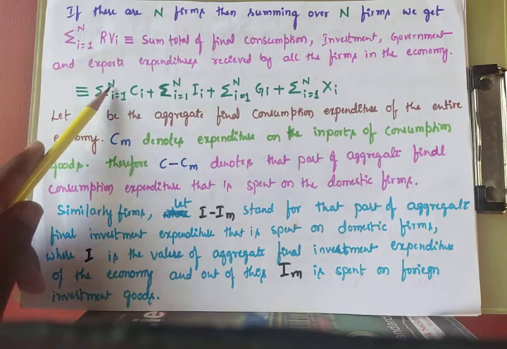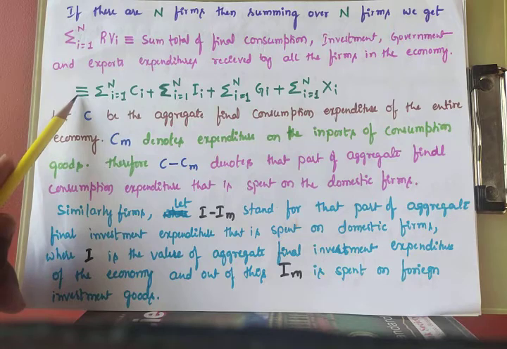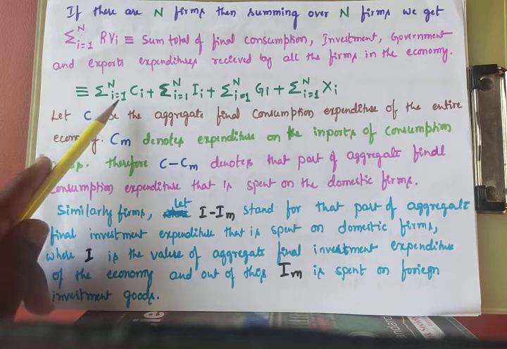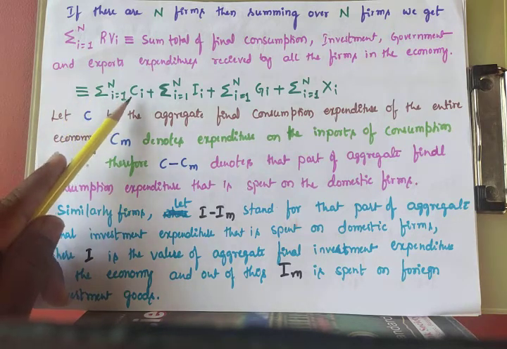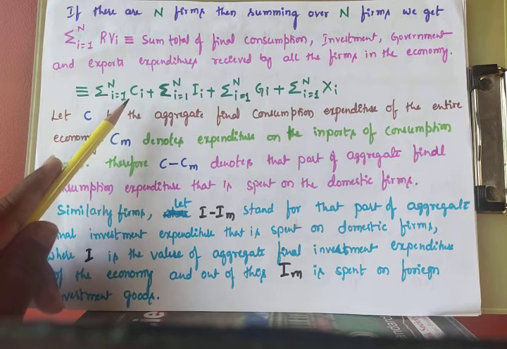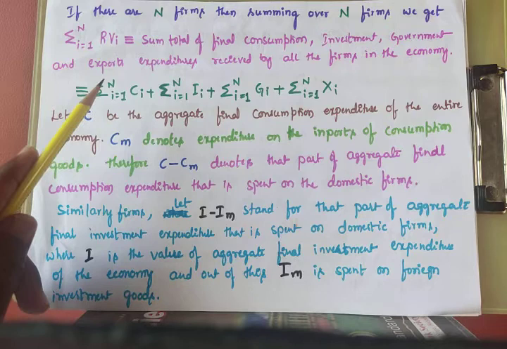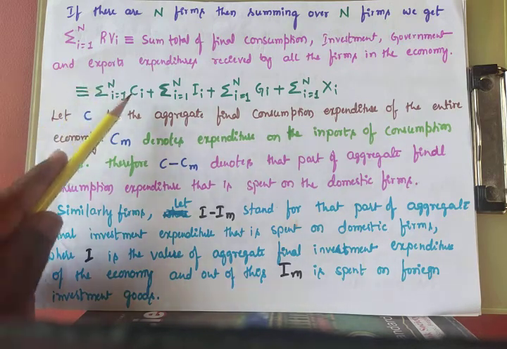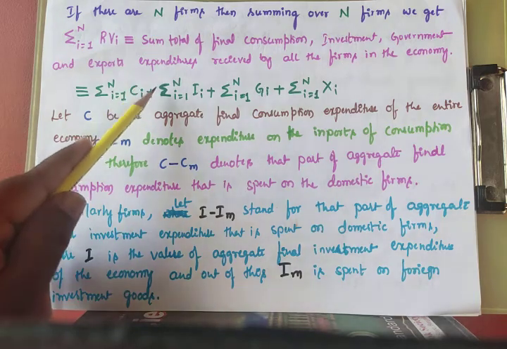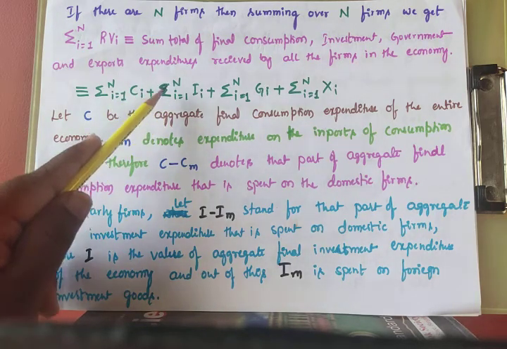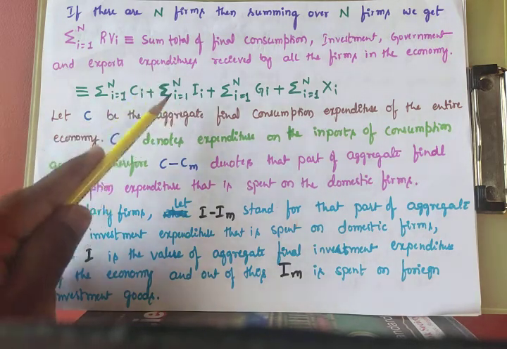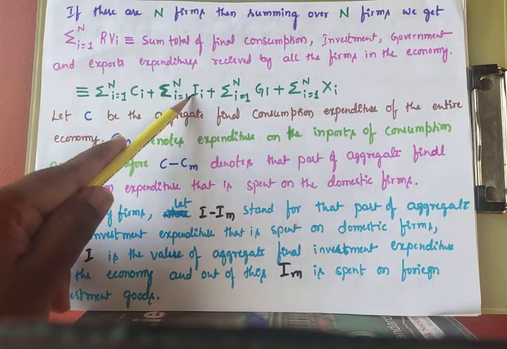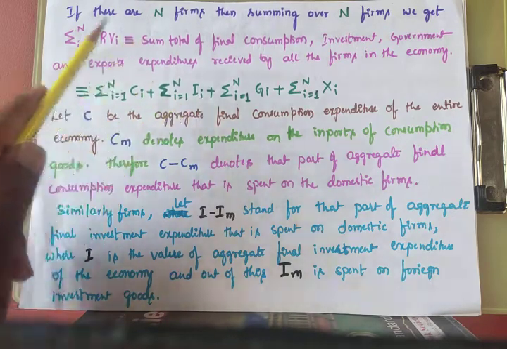That is i equals 1 up to n. Sigma, that is equality or identity. Sigma i equals 1 up to n of Ci. Ci means expenditure done by the i-th firm, especially on consumption. Otherwise, all the people in the country doing expenditure on consumption, that is Ci. Then plus sigma i equals 1 up to n of Ii. Here I means investment expenditure by firm i.